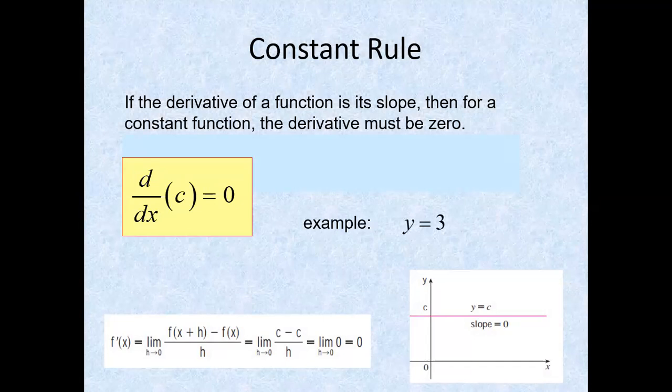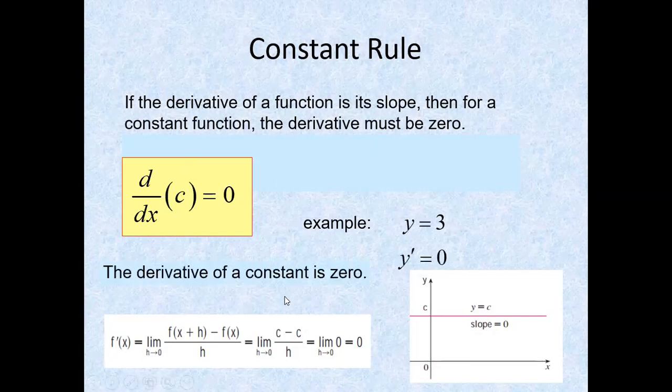For example, we have a function y equals to 3, and the derivative of this 3, because it is a constant, as we apply this constant rule, d/dx of any constant is always 0. So y prime of 3, by the definition, is 0. So the derivative of a constant is always 0.